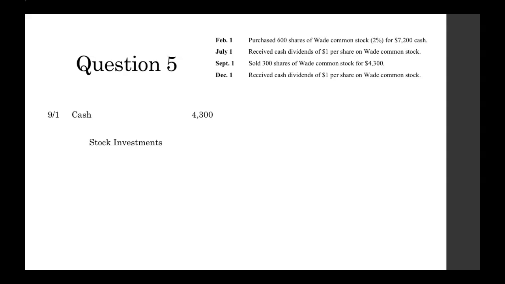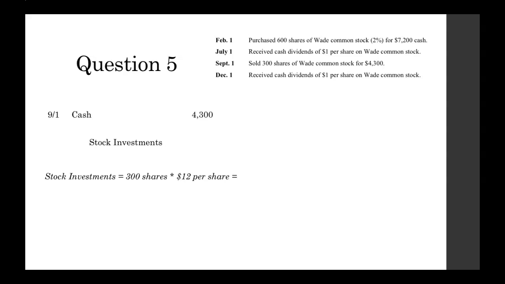Then we want to credit stock investments. Why are we crediting stock investments? Well, we're selling some of these investments, right? So when we bought the investments, we debited our stock investments. But since we're selling it, we need to do the opposite. So we credit our stock investments. And how much do we credit our stock investments for?